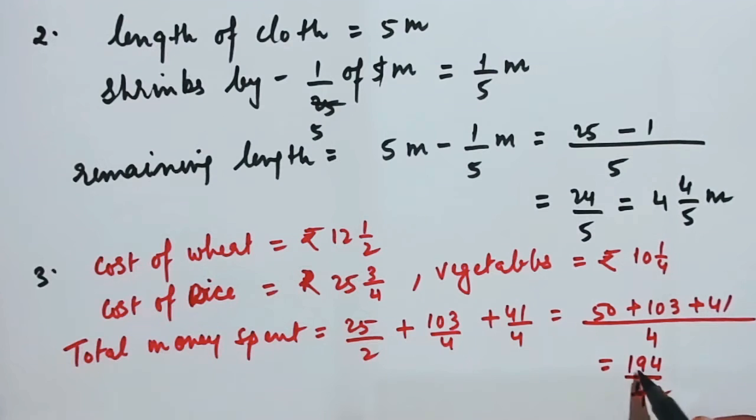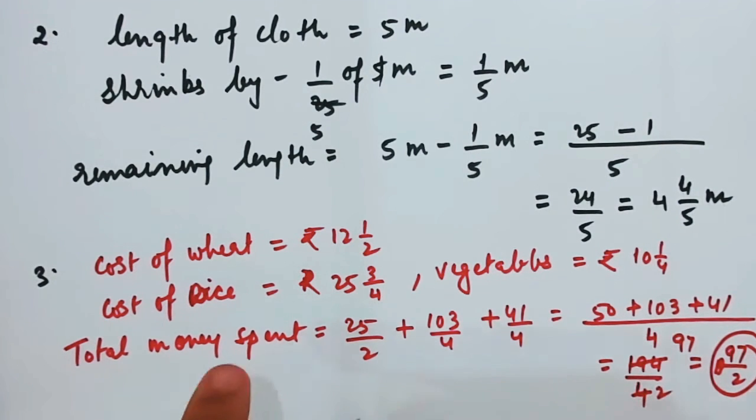So when you will cancel it, how much you will get? You will get your answer as 97 by 2. Rupees 97 by 2. So this rupees 97 by 2 is the amount that you have spent. But your mother had given you rupees 100 note.